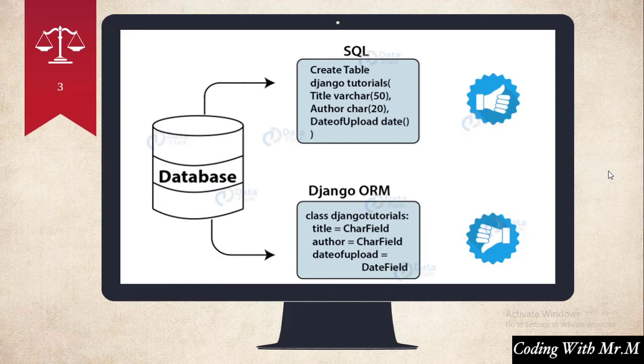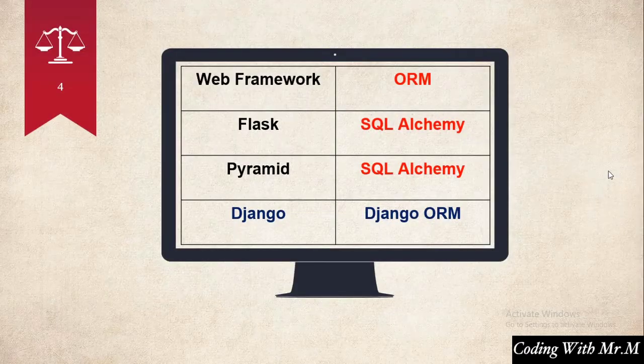Now, there are different ORMs available in the market, but one of the best is the Django ORM. As you can see right here, for each web framework we have an ORM. If you are using Flask, which is also an excellent framework, then you have SQLAlchemy. If you are using Pyramid, then you also have SQLAlchemy. And for Django, you have the Django ORM.